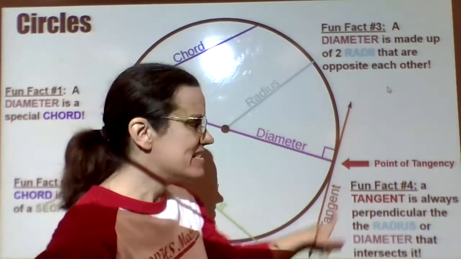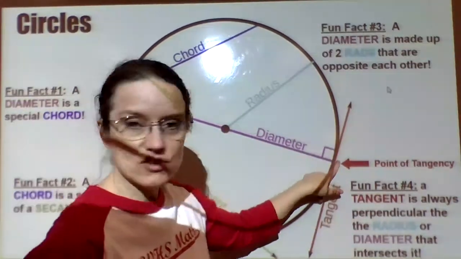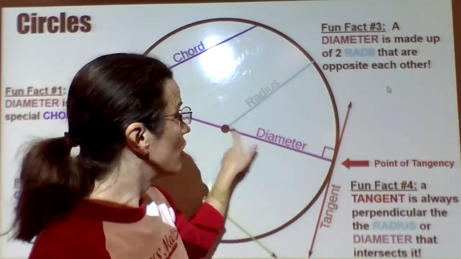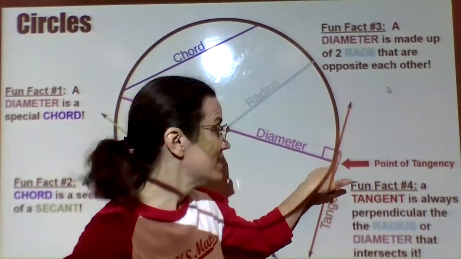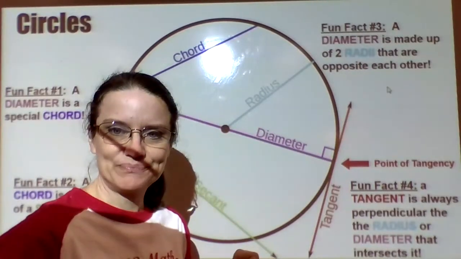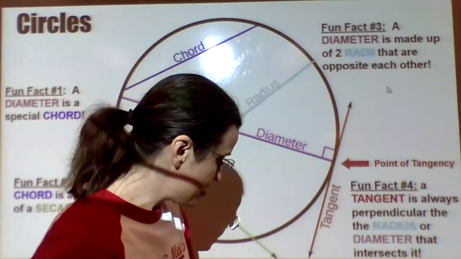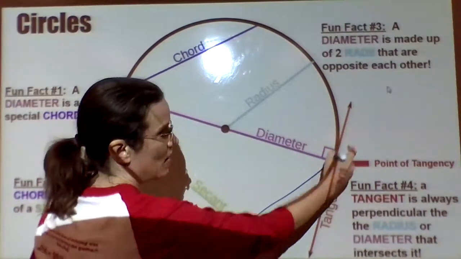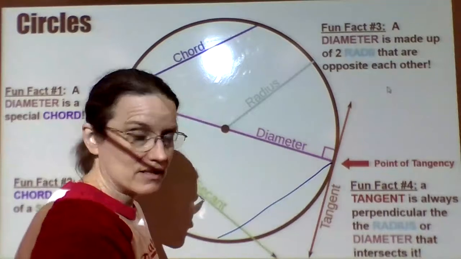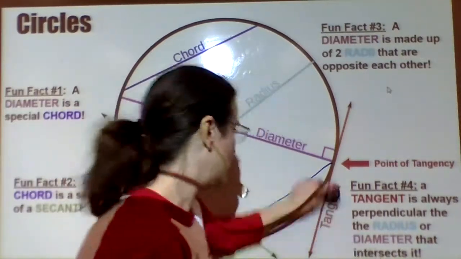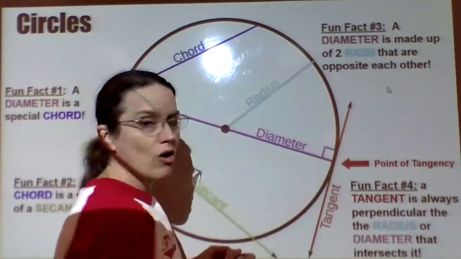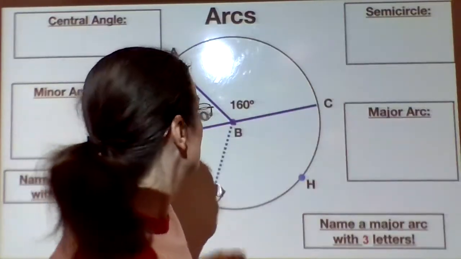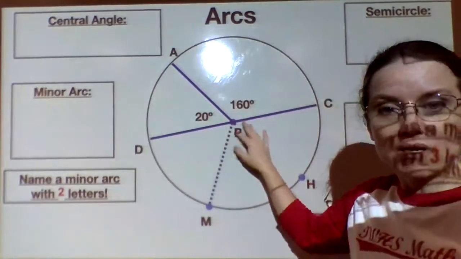Surely there's more fun facts. Oh yes, this tangent right here, it touches the circle at the point of tangency. If you draw a diameter or a radius to that point, it's always going to make a right angle. Any other segment that you could draw, any other chord or secant, that's not going to make a right angle with your tangent line. It's going to be some other goofy angle. But the diameters and radii are always going to form a right angle to your tangent at that point of tangency.